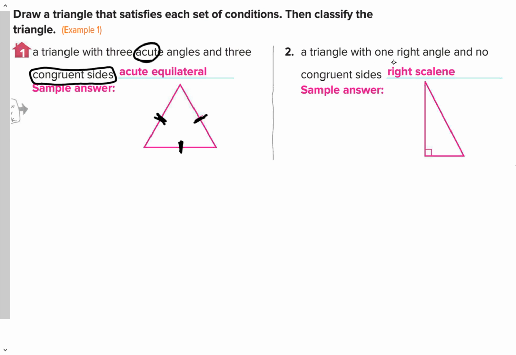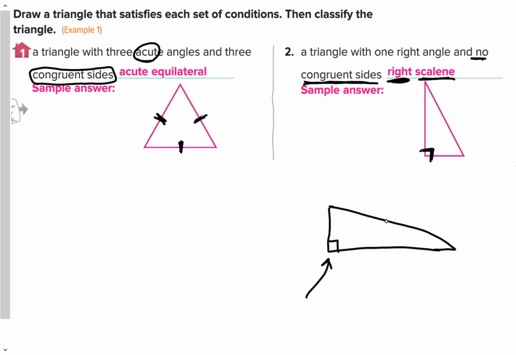Number 2 is a triangle with one right angle and no congruent sides. So we have one right angle, so that is classified by its angles, so that's why it's called a right. And no congruent sides, meaning none of them are equal, that's called scalene. So here's an example of what one might look like. You could have drawn it something like this, just as long as it is shown that there is a right angle and none of the sides are equal.